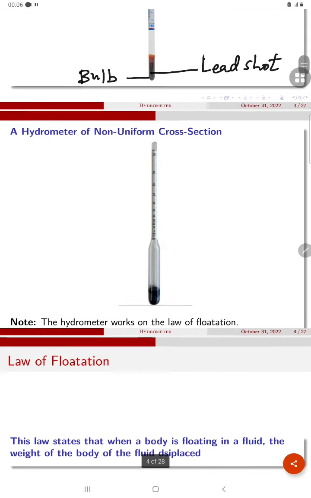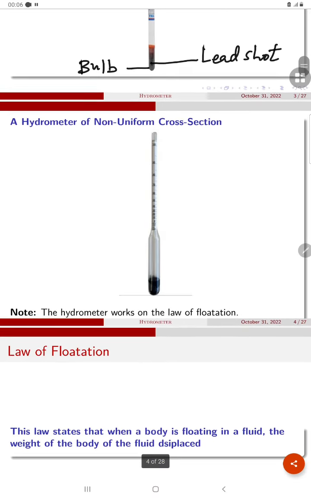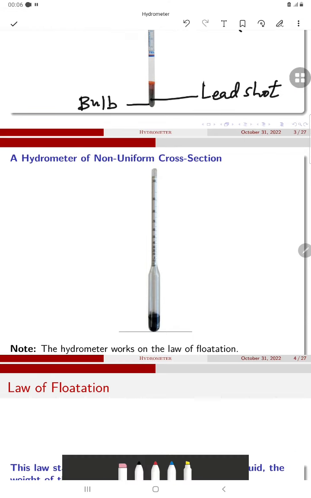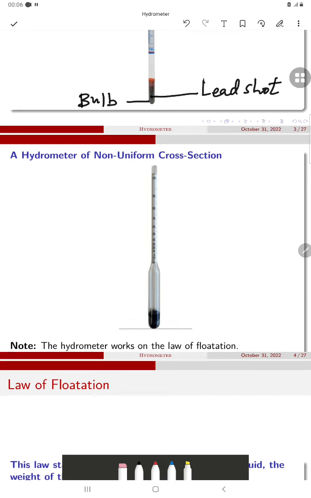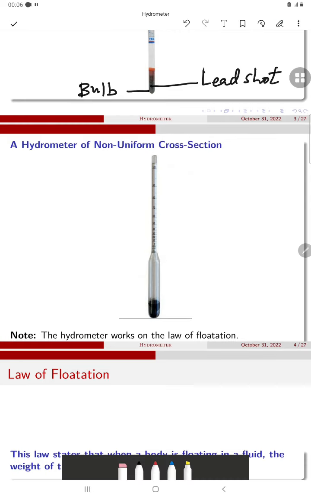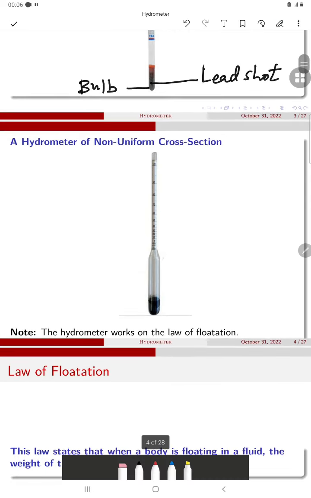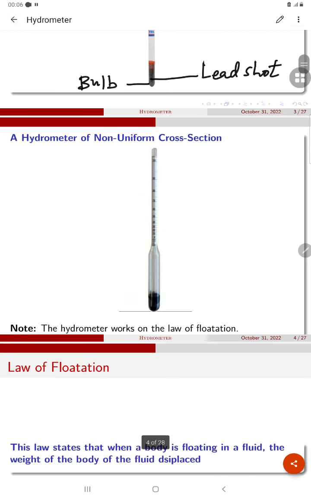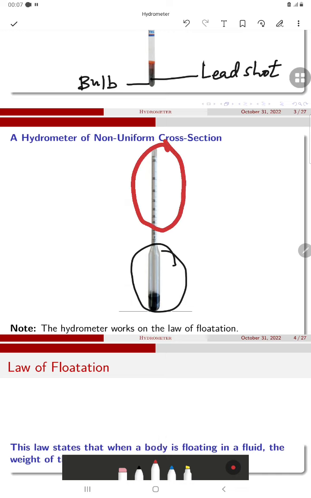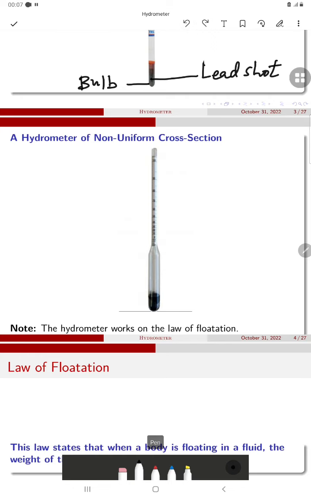Now if we are talking about non-uniform cross section, a hydrometer with a non-uniform cross section is also what we have here. So you can see that for non-uniform cross section, some parts are bigger than others, right? So taking this one for example, you can see that it has got this wide part. This part is bigger, okay? And you can see that this part is smaller. I hope you are following. So we can call this one a hydrometer with a non-uniform cross section.